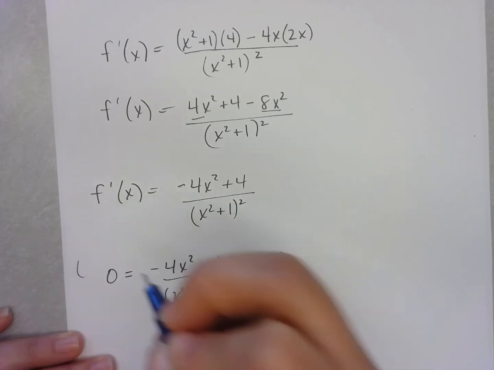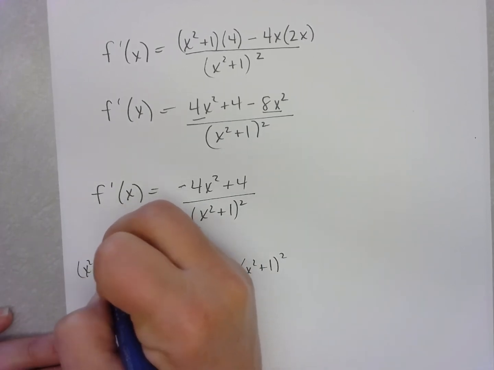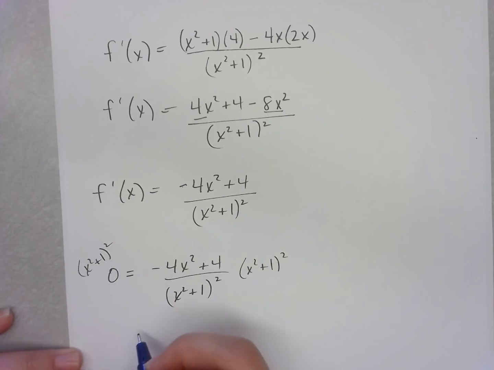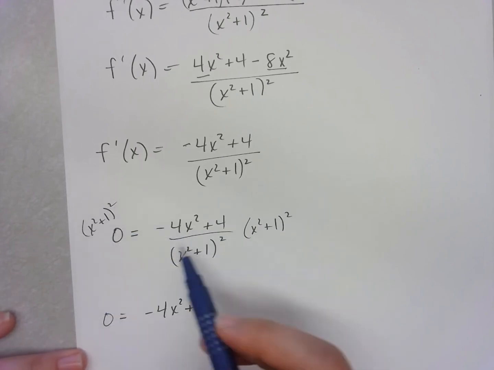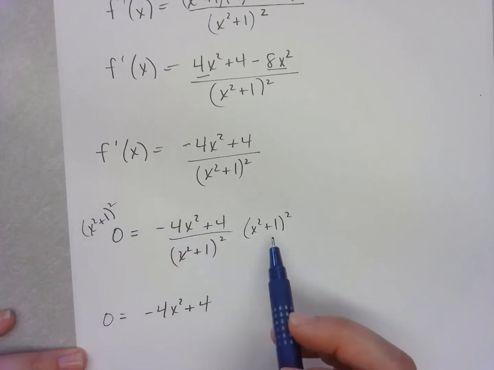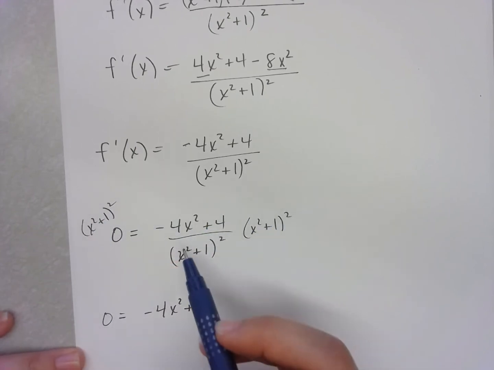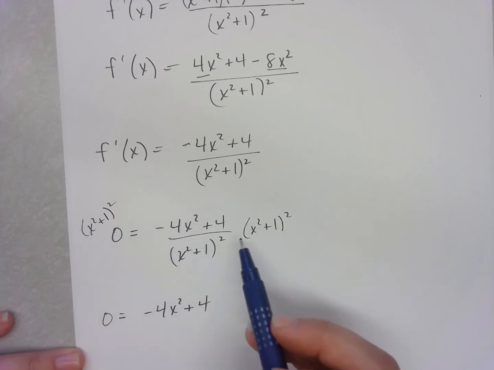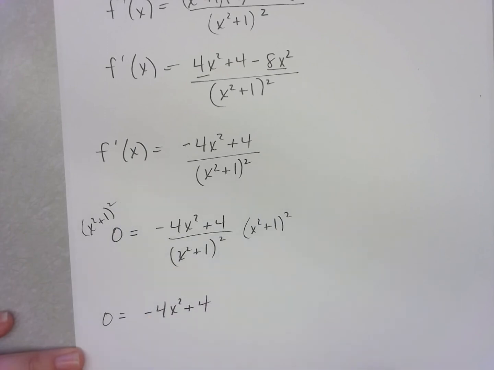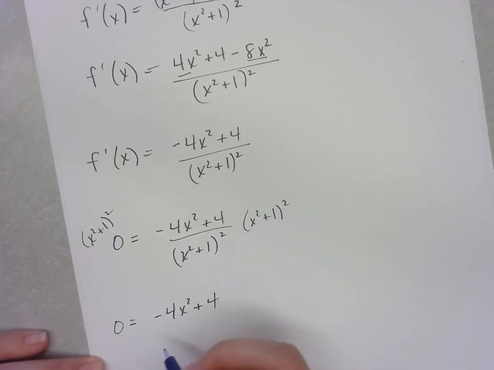And when I do that, every single time I do that, I get 0 on this side and I end up with the numerator on this side. So I'm pretty much going to omit this step from now on because this happens every time. I'm just going to end up with the numerator equal to 0 because I multiply both sides by the denominator. This side cancels, turns to 1. This side becomes 0. So now I need to know where this is true. So I'm going to move my 4x squared on this side.